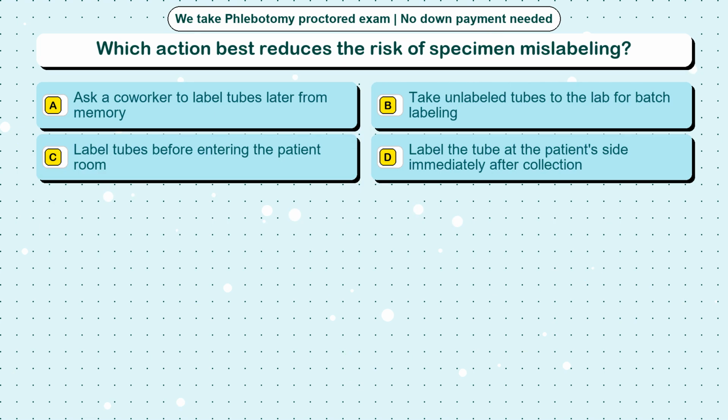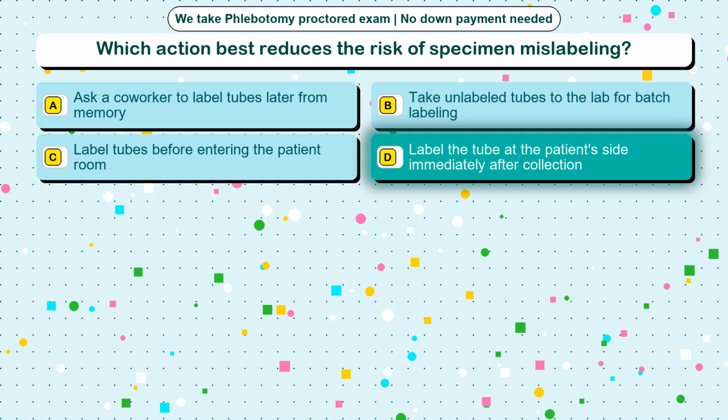Question 65. Which action best reduces the risk of specimen mislabeling? Option A. Ask the coworker to label tubes later from memory. Option B. Take unlabeled tubes to the lab for batch labeling. Option C. Label tubes before entering the patient room. Option D. Label the tube at the patient's side immediately after collection.